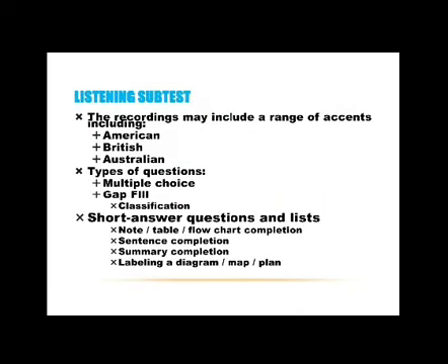So the listening subtests also have various types of tests. We have multiple choice, the easiest, okay? We also have gap fill, classification, also easiest. But short answer questions and lists together with table, flowchart completion, note completion, sentence summary completion, even labeling maps, diagrams, or plans are considered to be difficult.